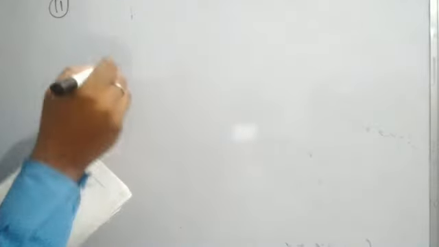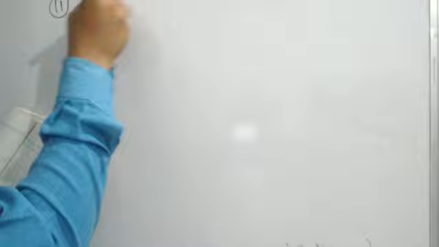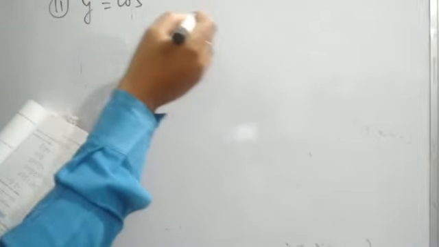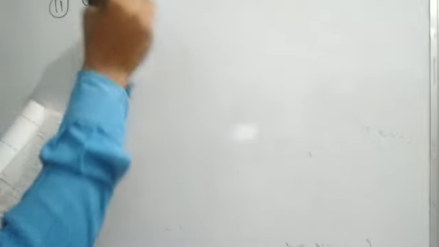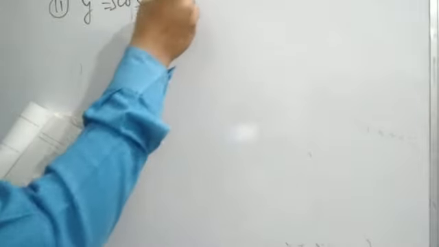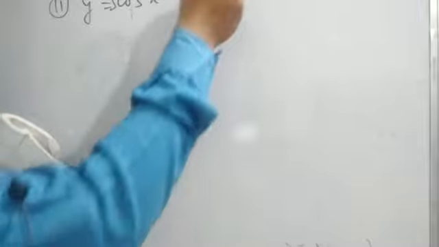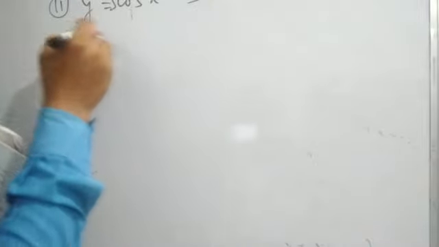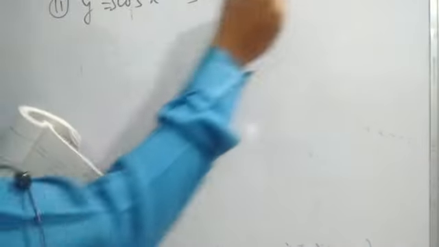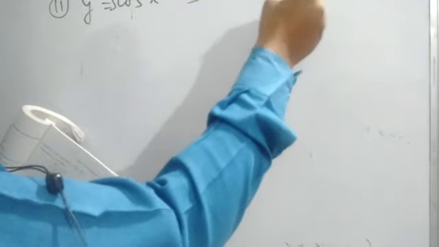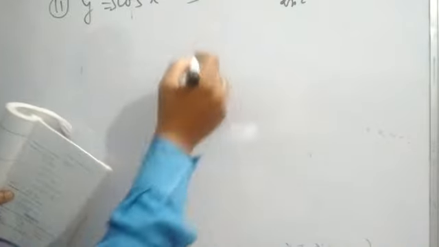Okay. Now question number 11, it is very important for a 2-mark question. Question number 11: y is equal to 5 cos x minus 3 sin x. You have to prove that d2y/dx2 plus y is equal to 0. That is a very fantastic proof in this case.